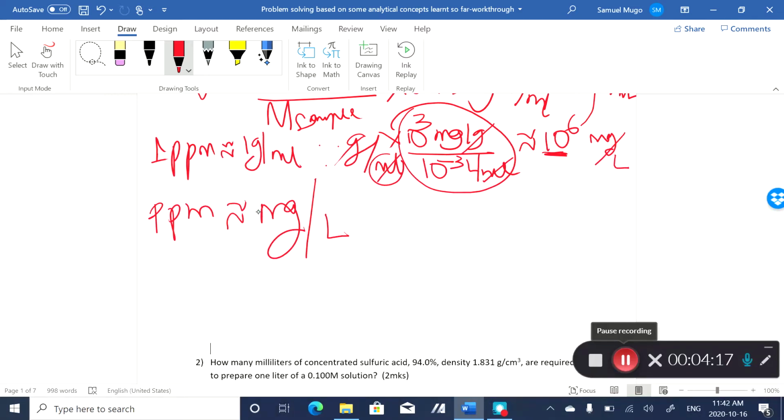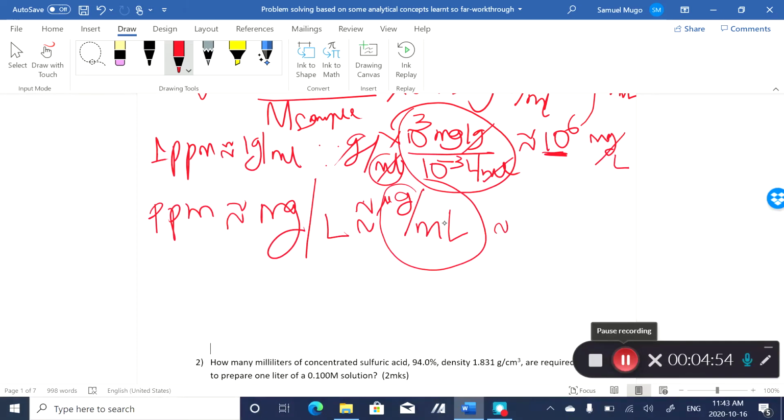But also remember, I can divide or multiply the top by 1,000 and multiply the bottom by 1,000, and that doesn't change the relationship. So it's gonna be equal to the microgram per mil. So microgram per mil is exactly the same as milligrams per liter.